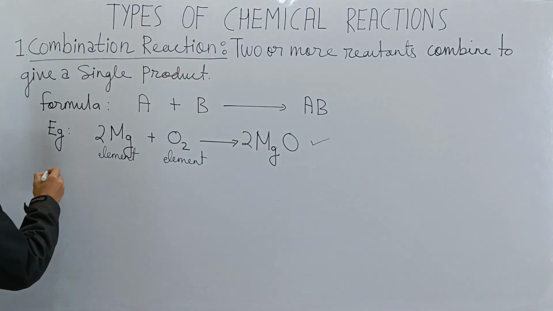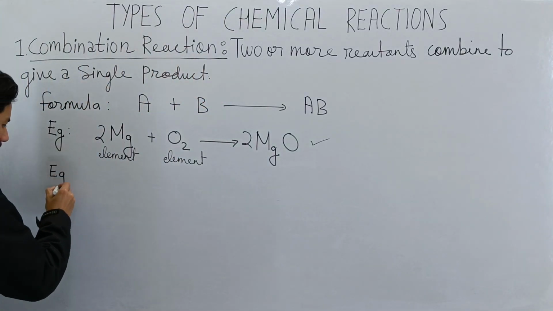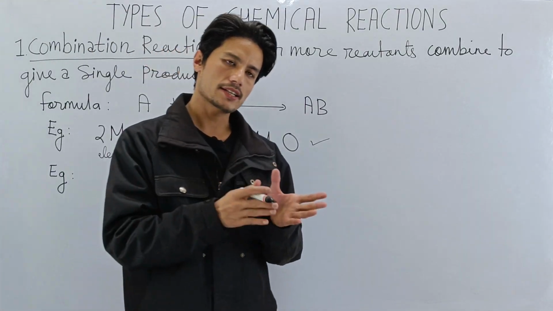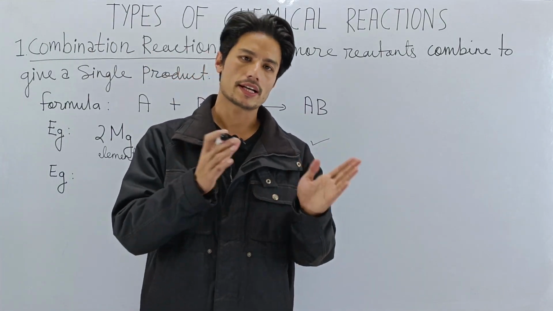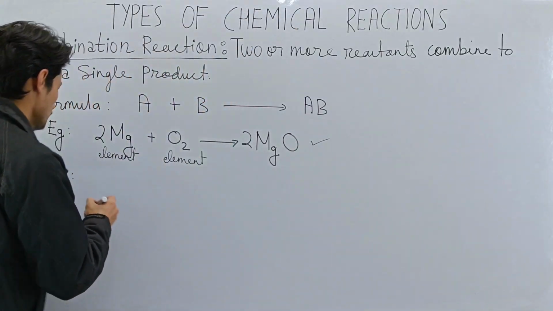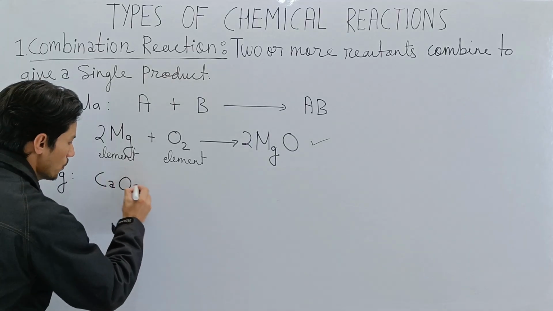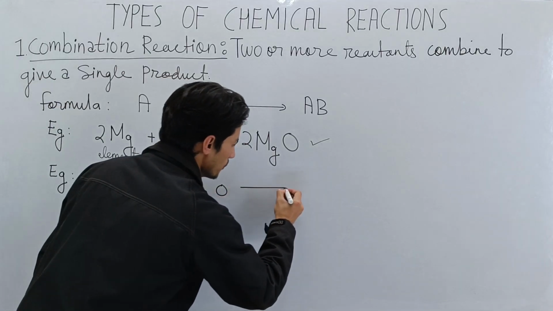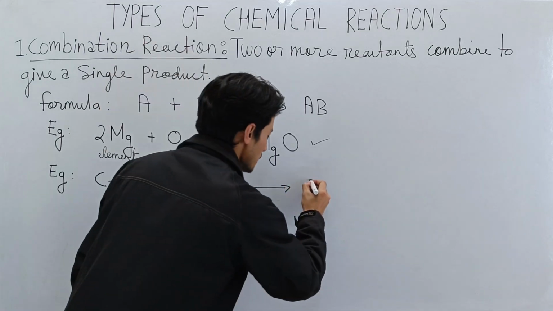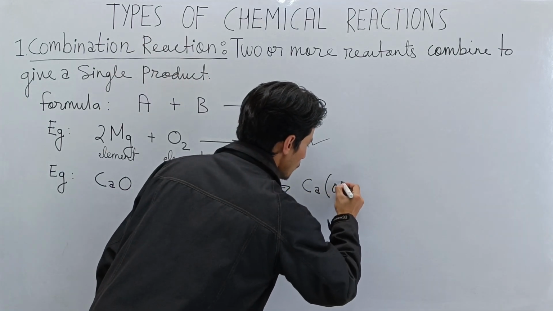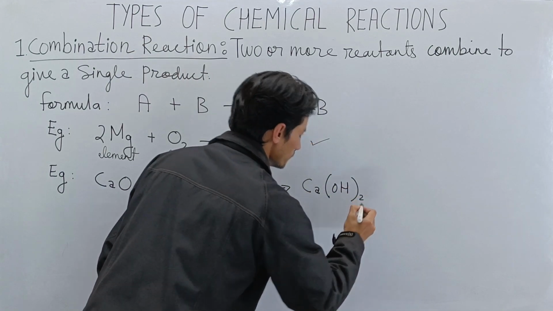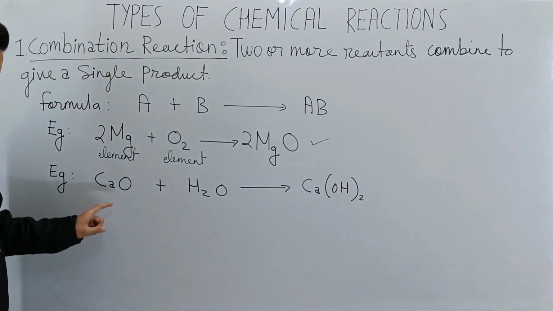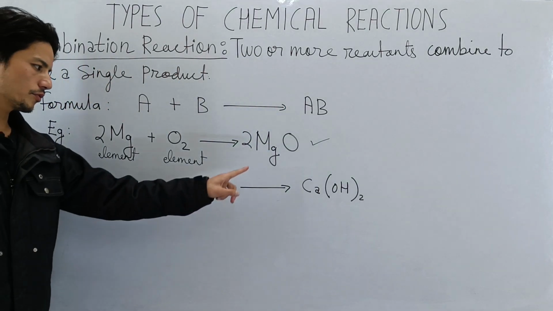So let's study that. Let's go to the second example. Again, this is taken from the textbook. It is that of calcium oxide reacting with water to give you calcium hydroxide. So we have calcium oxide, CaO, reacting with water to give you calcium hydroxide, Ca(OH)2.